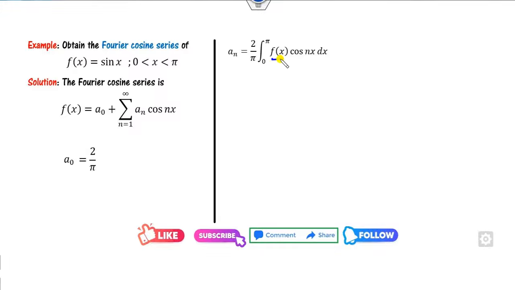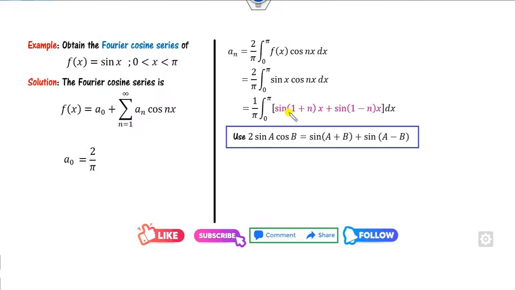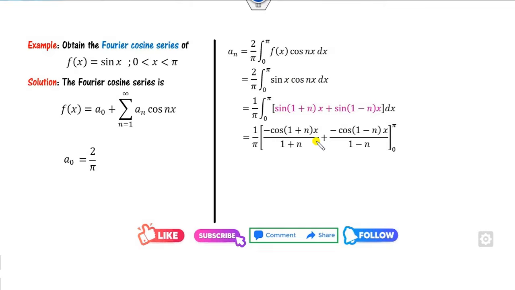I can substitute the value of the f(x). I can multiply by 2, divided by 2, then 2 sin a cos b. What is the integration of the sin (1 plus n)x? Minus cos (n plus 1)x. Now substitute this value of pi. This is minus cos (pi plus n pi). It lies in the third quadrant, it is negative. So minus minus plus cos n pi. What is the value of the cos n pi? Minus 1 raised to power n.